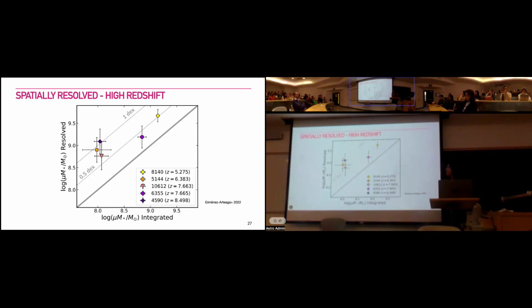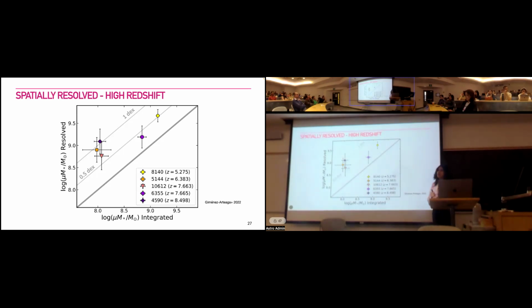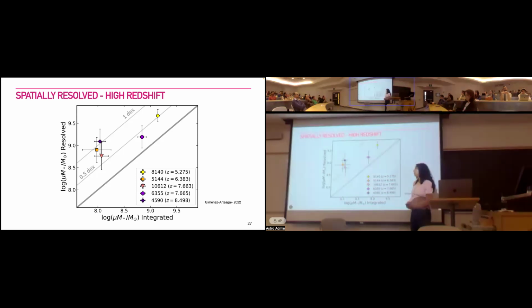This then is a bigger result from JWST JADES, which was one of the first papers on resolved photometry with JWST, and it's showing only five redshift galaxies. It's showing that the stellar mass is higher in the resolved photometry versus integrated photometry, which means that in the integrated photometry, the stellar mass is underestimated.